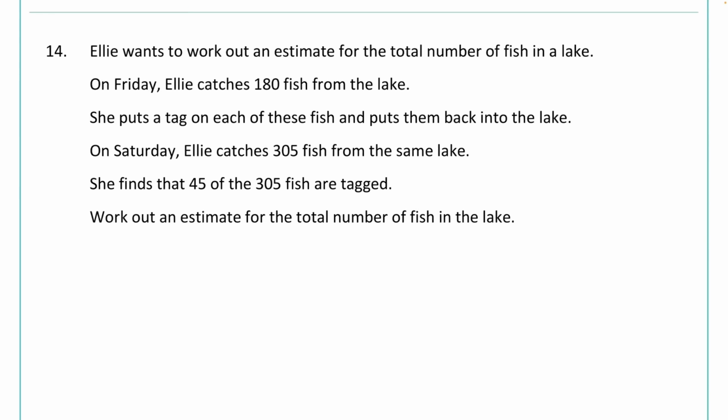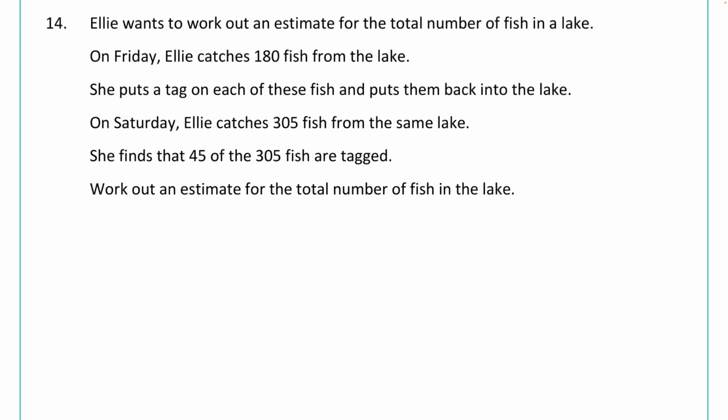Okay, question 14. Ellie wants to work out an estimate for the total number of fish in a lake on Friday. Ellie catches 180 fish, she puts a tag on each, and on Saturday she catches 305 and 45 of them are tagged. Work out an estimate for the total number of fish in the lake.